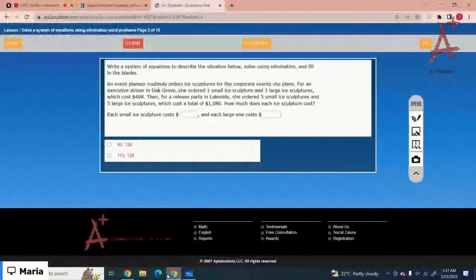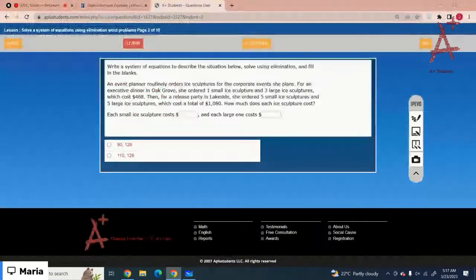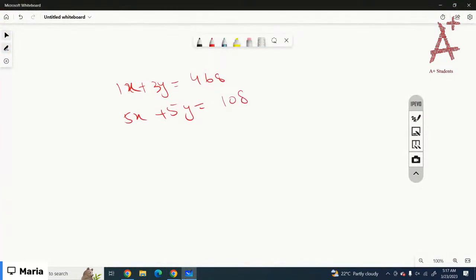And the next equation is a release party at Lakeside. She ordered 5 small ice sculptures and 5 large ice sculptures, which is a cost of 1080. It would be 5x plus 5y equals 1080. Okay, so you have to solve the equations using the elimination method.